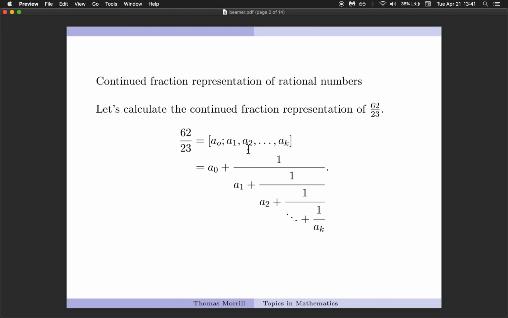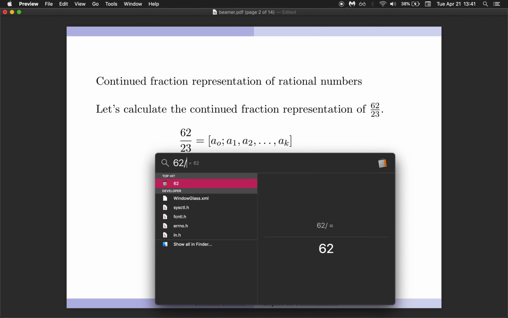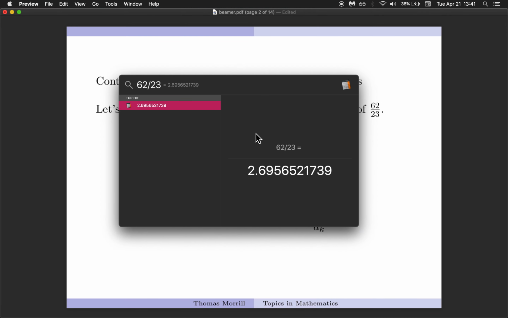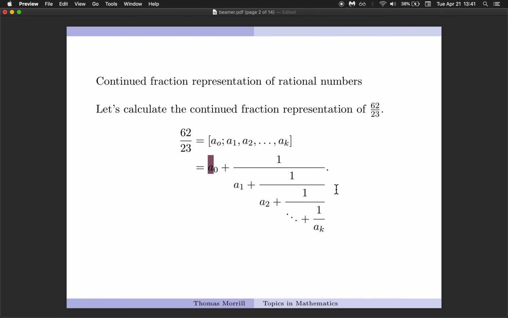So my first step is going to be calculating a0, which I know has to be the integer part of this number, right? If I had this in decimal notation, let's say I've got 62 on 23, and my calculator tells me that is 2.695652, some other expansion. My integer part of this number is 2, which means that my A0 in this expansion is going to be 2. But then I need to figure out all the rest of those numbers.